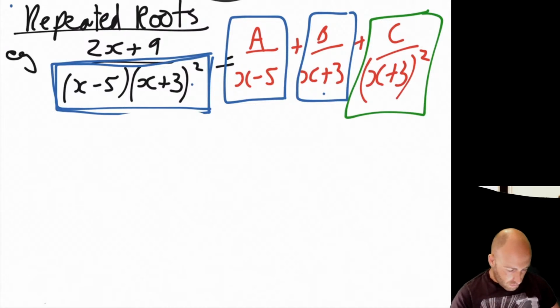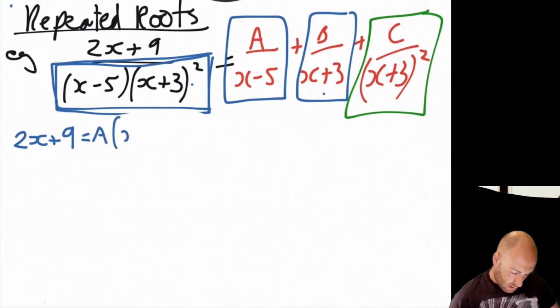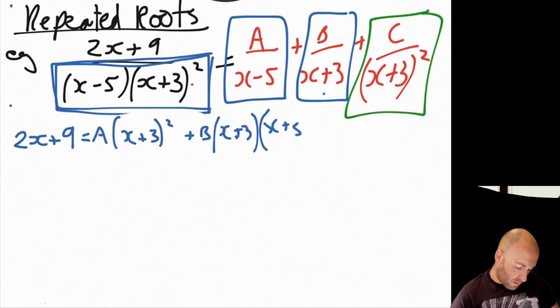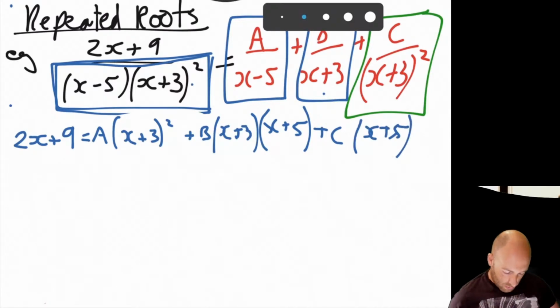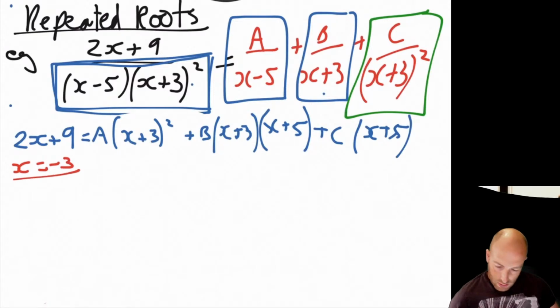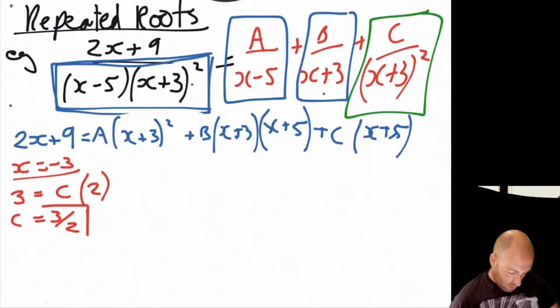So 2x plus 9 equals a(x plus 3) all squared plus b(x plus 3)(x plus 5) plus c(x plus 5). So start easy, we're going to do x equals minus 3. So we get minus 6 plus 9, which is going to be 3, equals c lots of minus 3 plus 5, which is going to be 2, so c equals 3 over 2.